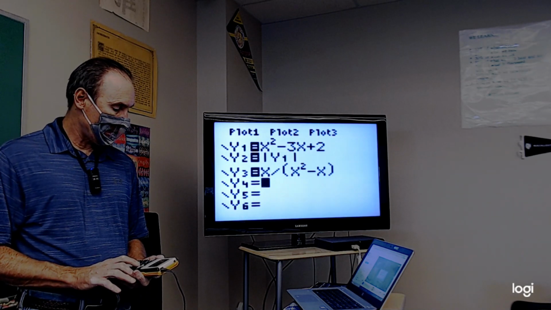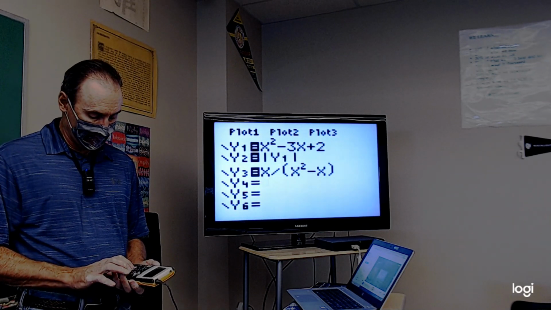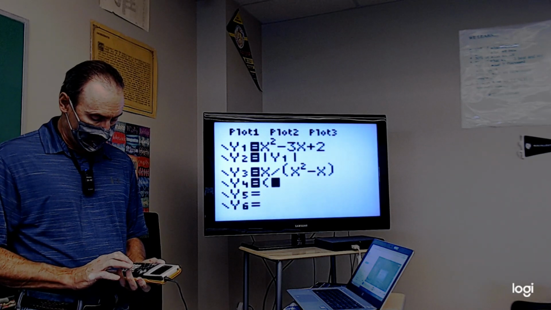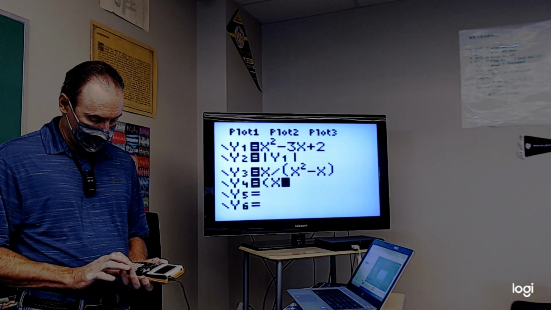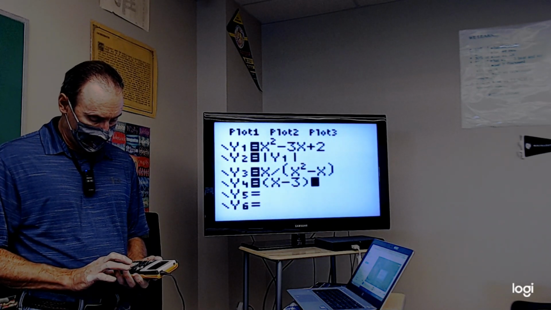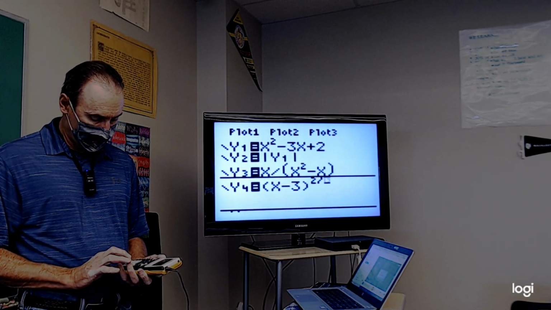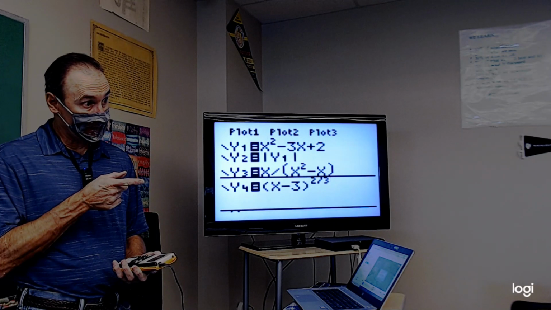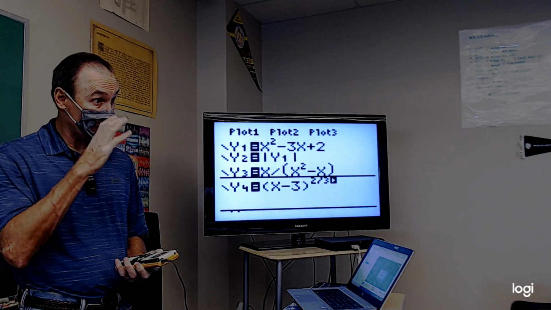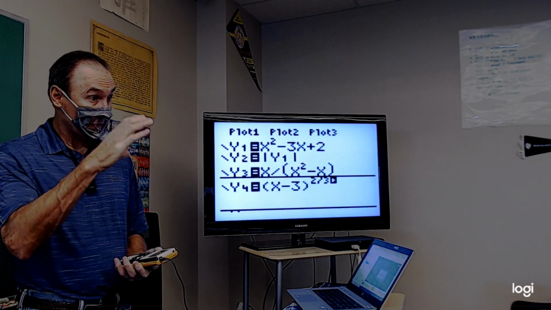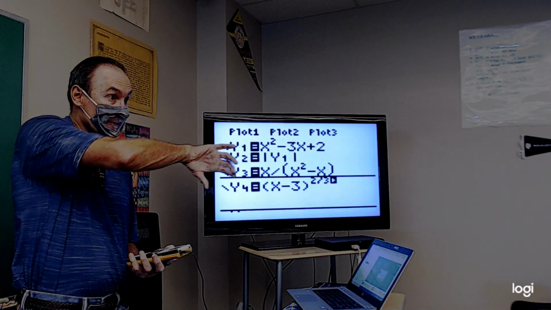F is going to be x minus 3 to the 2/3. So parentheses, x minus 3, parentheses, raised to the 2 divided by 3 power. And Zane, your 2/3 is going to need parentheses. So parentheses 2 divided by 3 and parentheses.